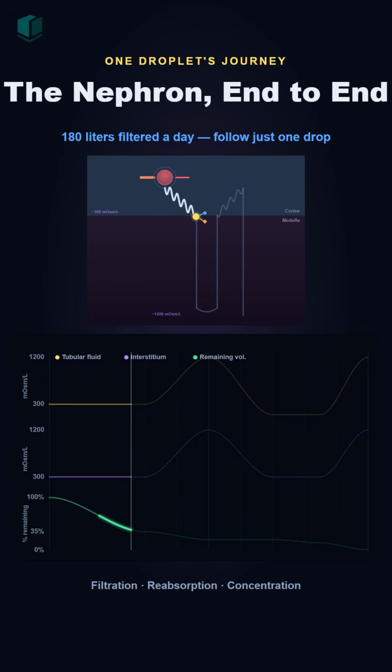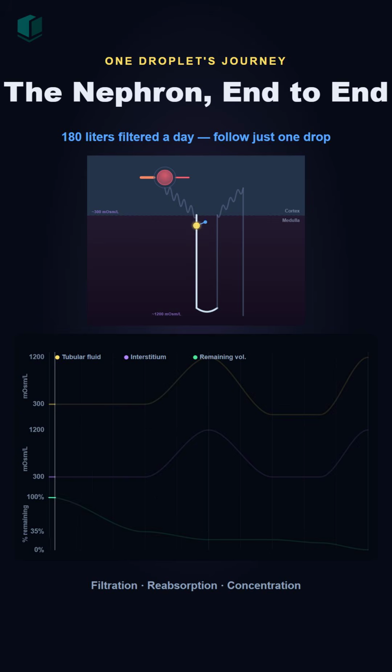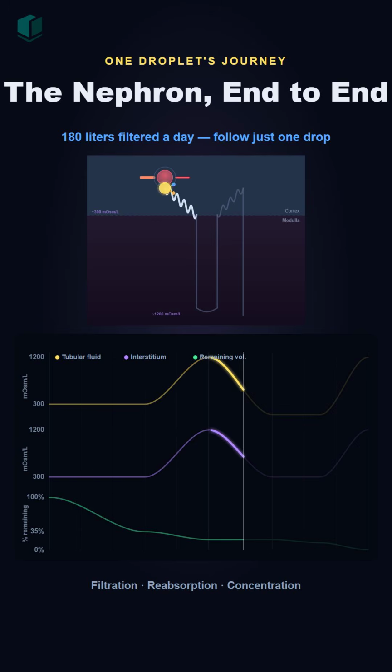Every day, your kidneys filter about 180 liters of plasma. Follow one drop of that filtrate on its full journey, the nephron, end to end, from the glomerulus to the final urine that leaves your body.